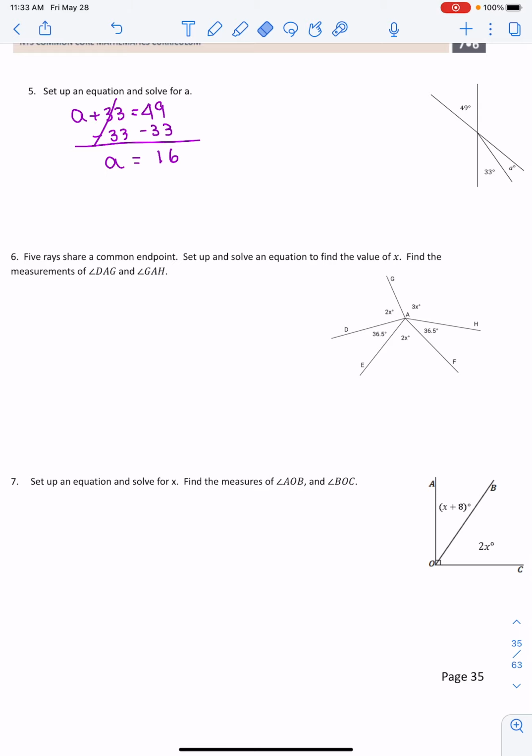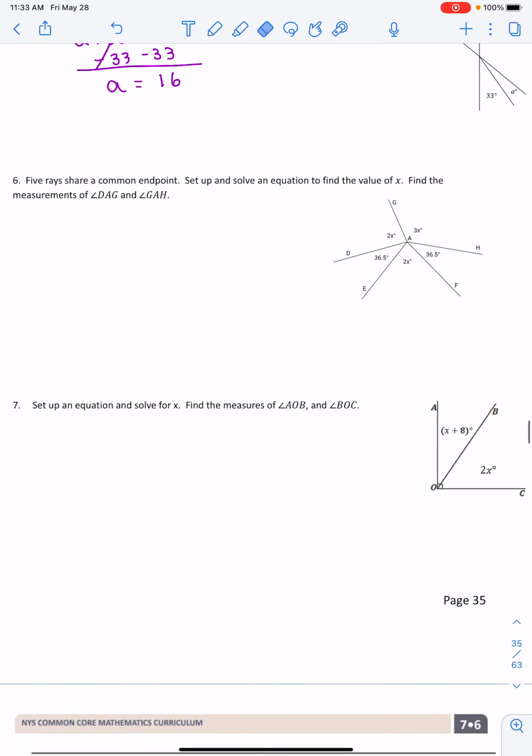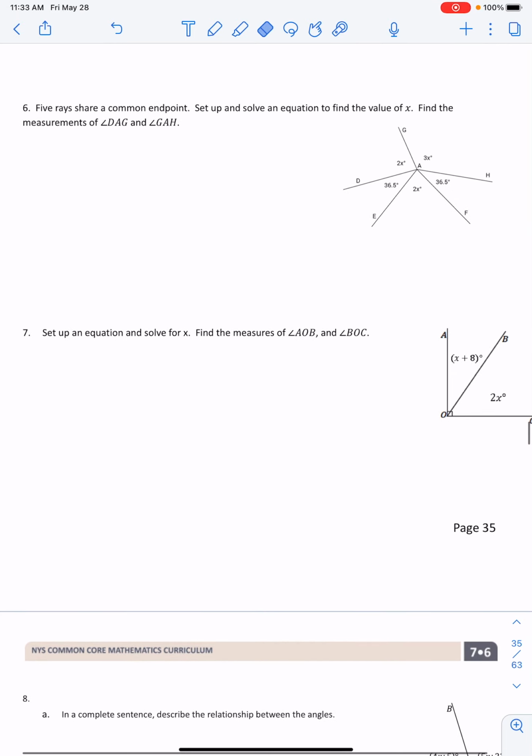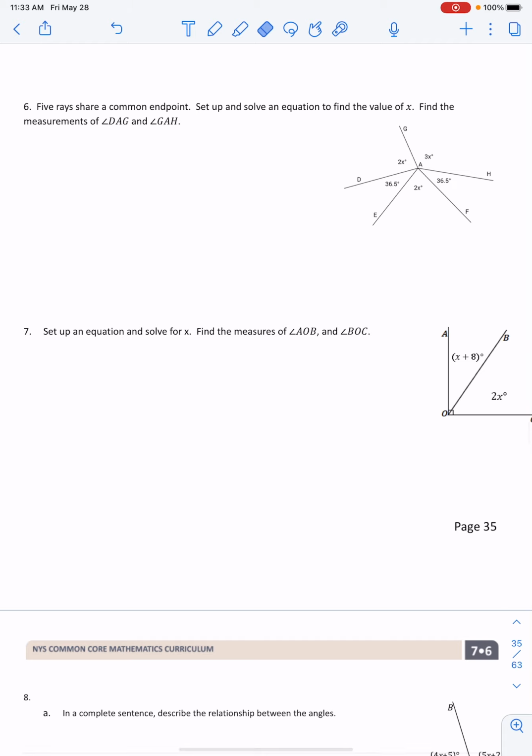So next I would have 5 rays share a common endpoint. Set up and solve an equation to find the value of x. Find the measurements of DAG and GAH. Well, for these ones, we have DAG, which is this one right here, and GAH is this one right here. Okay? Now, for this, though, we have angles on a point, so I have to add these up because they add up to 360 degrees.